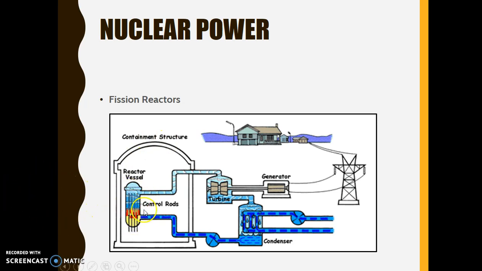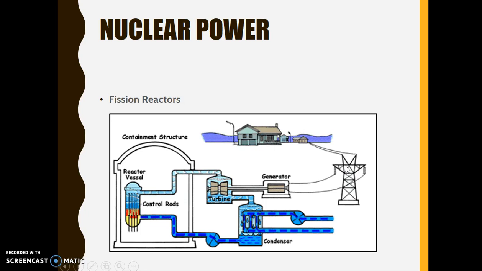Here is where our nuclear reactor is occurring. We've got energy that's released, and it turns a turbine. The turbine produces electricity through electromagnetic induction, and then it comes to your house through generators and transformers.